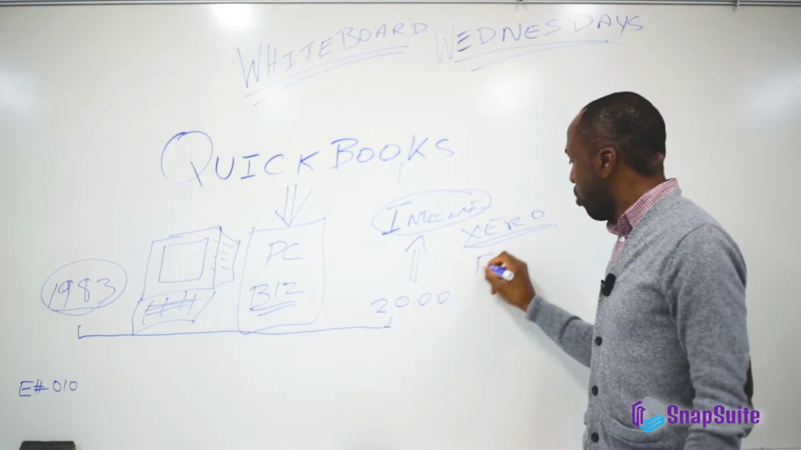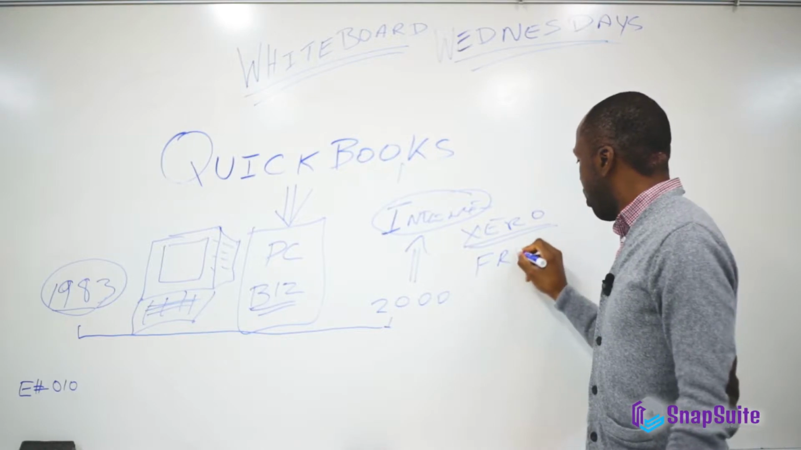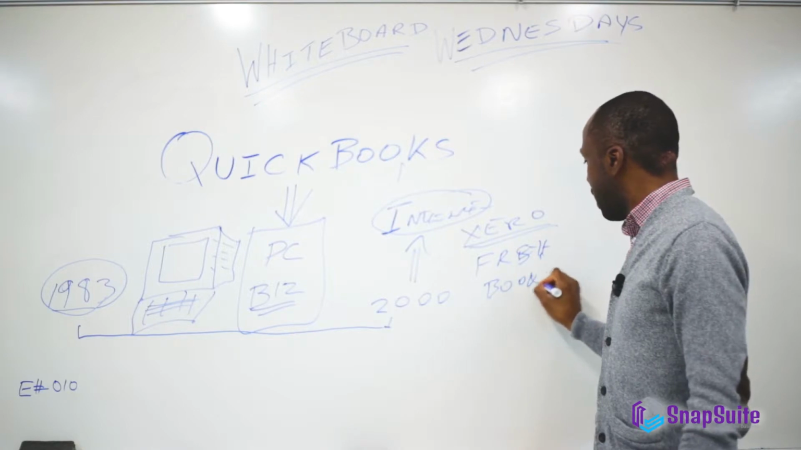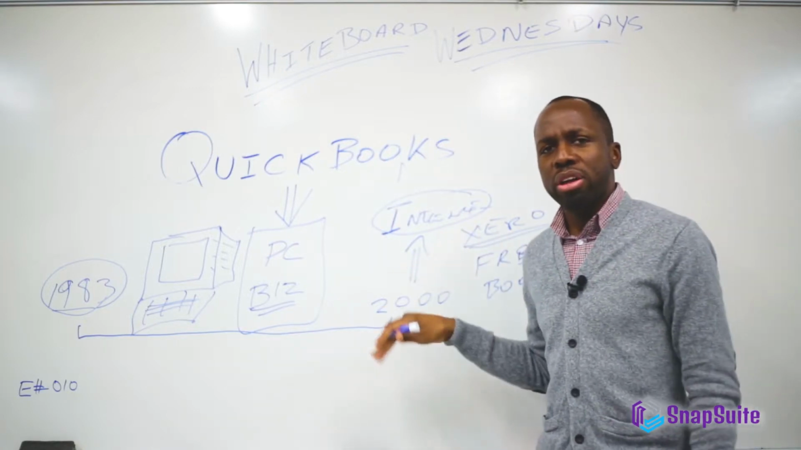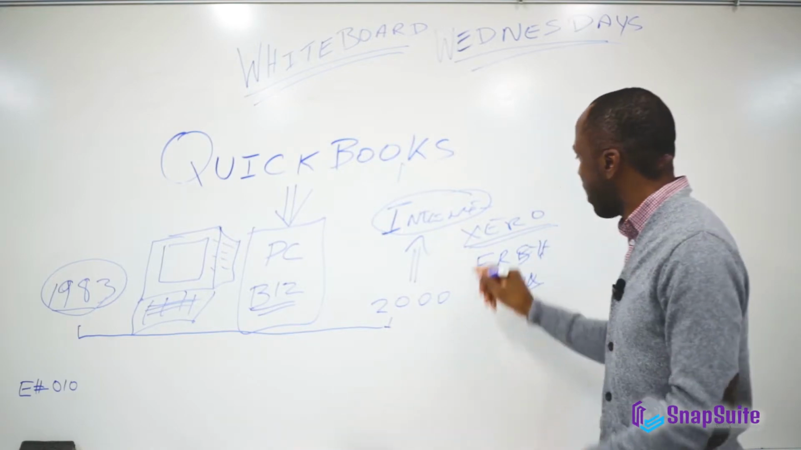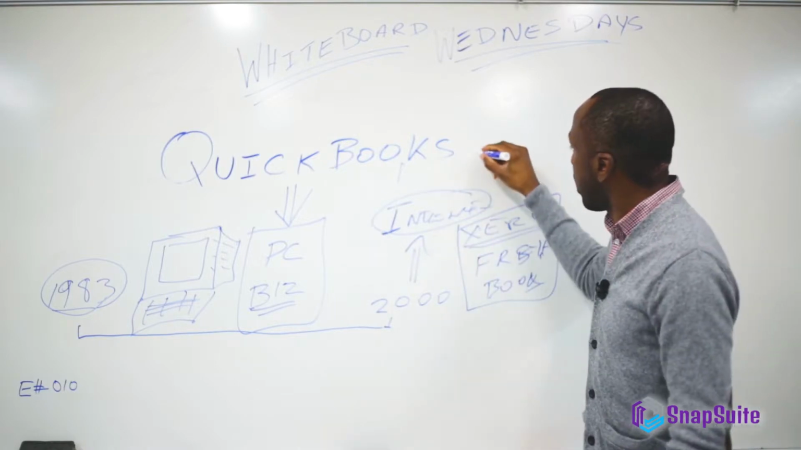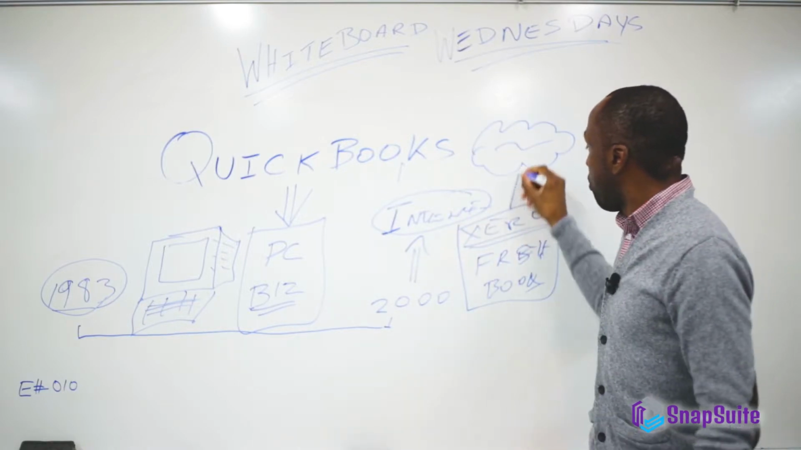And FreshBooks, I think they're out of Canada, F-R-E-S-H-B-O-O-K-S. QuickBooks, right? Also start coming up, and there's a few others. There's quite a few. I could go on and on in this list. The point that I'm making here is that these accounting systems were cloud first, right? Because they were born in the internet era.